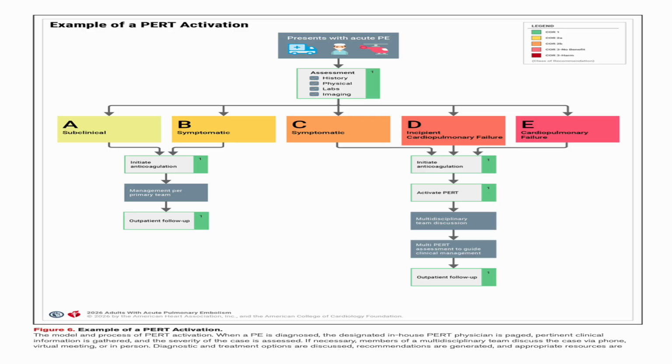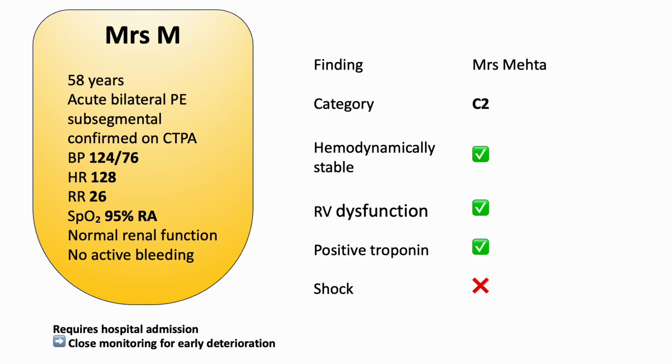Now, this is an example of a PERT activation where a patient presents with an acute PE. Once an assessment, history, physical, labs, and imaging is done, we divide A, B, C, D, E like our clinical categories. For A and B, we initiate anticoagulation, managed by the primary team and outpatient follow-up. But for C, D, E, PERT is activated, a multidisciplinary involvement is done, and then assessment and follow-ups are done.